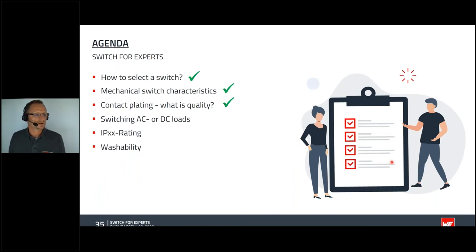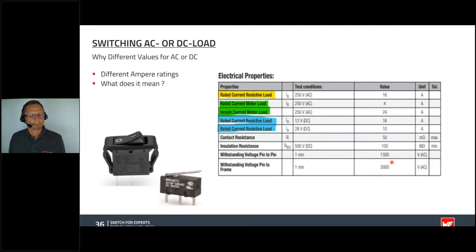So the next point is about switching AC or DC loads. We can find different ampere ratings on the data sheet, and very often directly printed onto the switches as well. You can see these markings here. Even with AC loads, there are different limitations to respect, marked here in yellow. You can see yellow and the voltage AC, and marked in yellow, green, and blue, for resistive and motor load, and sometimes also capacitive load.